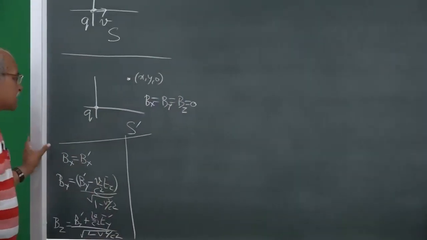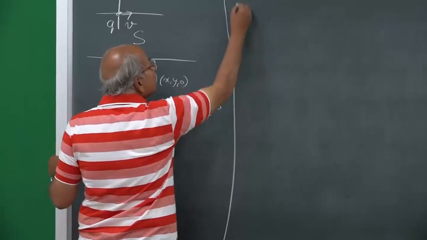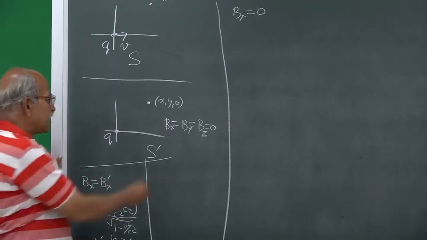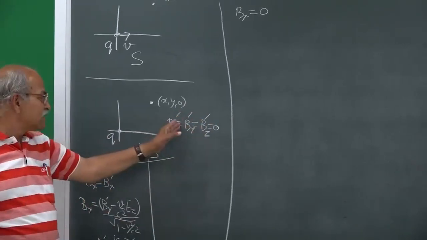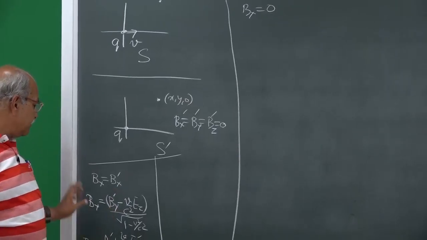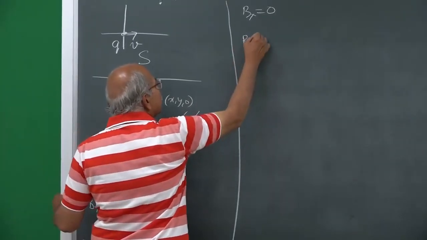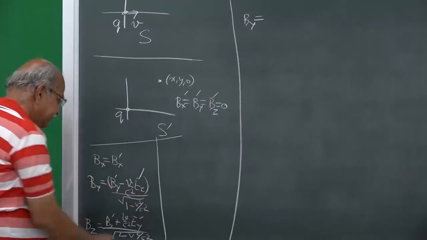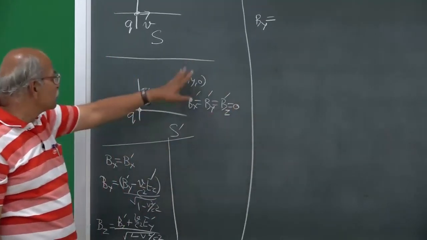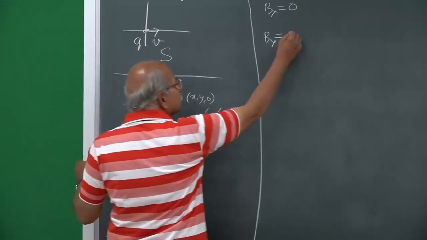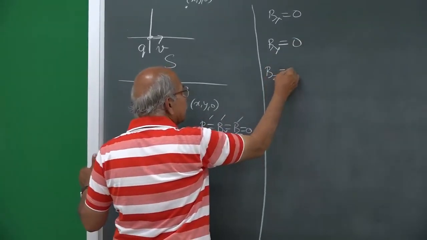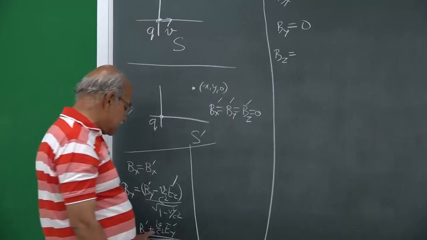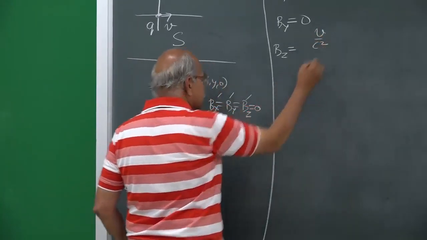So let us start. Bx is 0 because bx is bx prime and bx prime is 0. In this frame no magnetic field, so it is 0. By, by prime is 0, ez prime again 0, so by is also 0, so it is only bz. And how much is bz? Bz is bz prime, which is 0, plus v by c square ey prime.